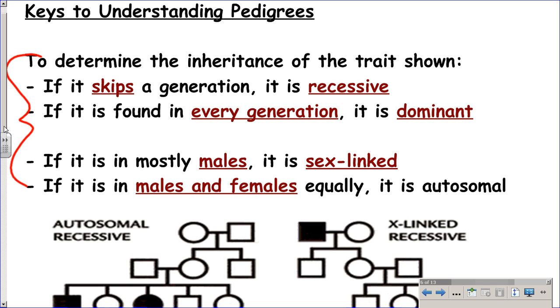You can abbreviate where you need to. You can create your own notes versus copying mine exactly. The important thing that I'm seeing here is skip generation, recessive. And I've underlined it and bolded it here for you.